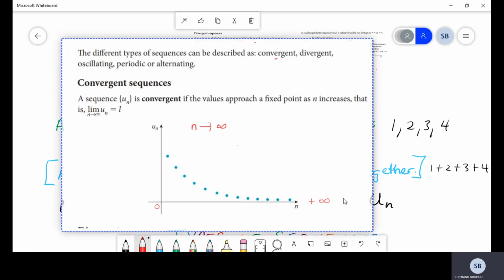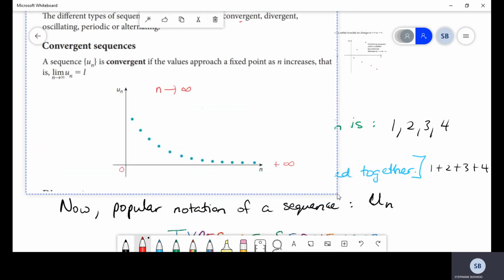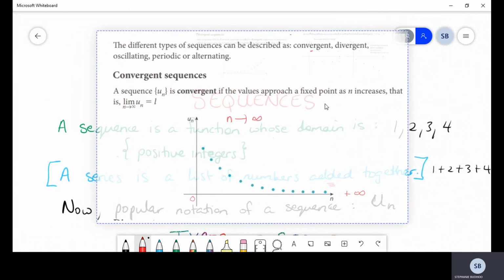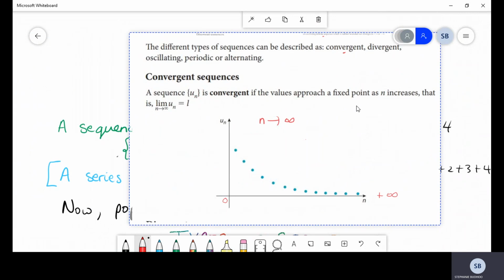So let's just move this out of the way. Okay. See if we can move it for a bit.